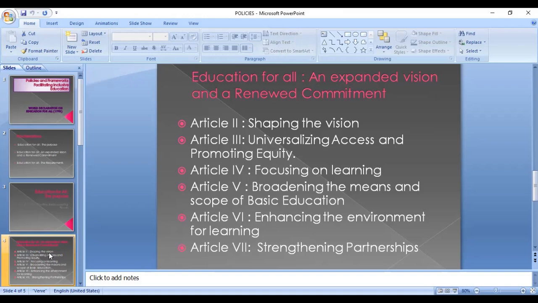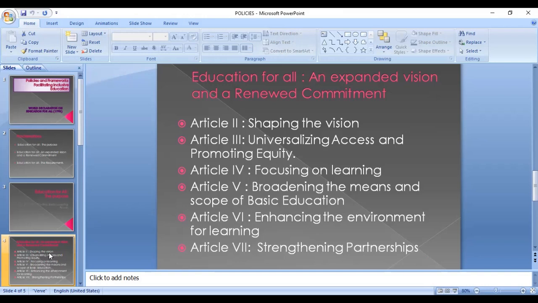While you are writing, you have to write like this only, so you will be able to elaborate each one. Shaping the vision, universalizing access and promoting equity. We have seen what is equity and what is access; depending on that, you can elaborate a little bit. Focusing on learning: how much they are learning is very important, not just teaching. We may teach for the whole year, but what the students have learned, what they are retaining, and how they are using it is very important.